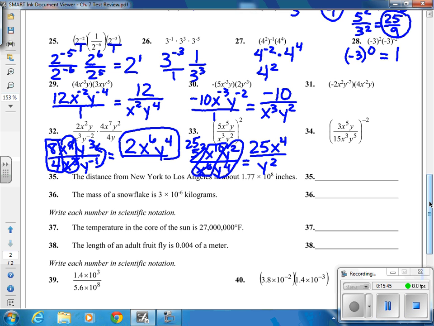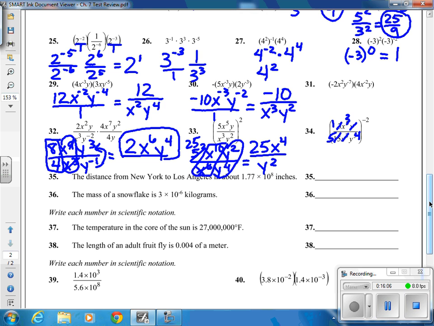Right, if I look at what's in the parentheses, I know 3 and 15 can reduce to 1 and 5. That's just reducing. And then if I look at my x's, I see x^5 over x^3. Well, I know the 3 on the bottom goes away, and the 5 up top becomes x squared. And then if I look at my y's, I know the y on top goes away, and the y^5 on the bottom becomes a y^4. I have already simplified that fraction.